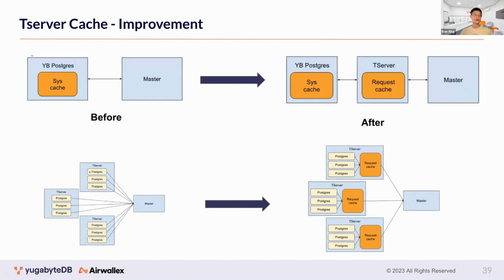So previously you had this kind of architecture. Then after you can cache the request cache in a local T server, the Postgres backend will just connect to get the system catalog from the request cache, right? Okay, I think that's all I want to share. So let's see some real world examples from Airwallex. I will hand over to Harry to continue.